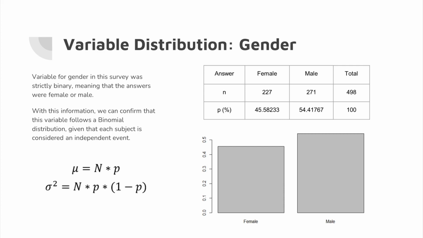As for the variable distribution of gender, this variable in the survey was strictly binary, meaning that the answers were female or male. With this information, we can confirm that this variable follows a binomial distribution, given that each subject is considered an independent event. On the right, we can see a frequency table where from all our observations, 227 were female and 271 were male. So approximately 45% were female and 54% were male.